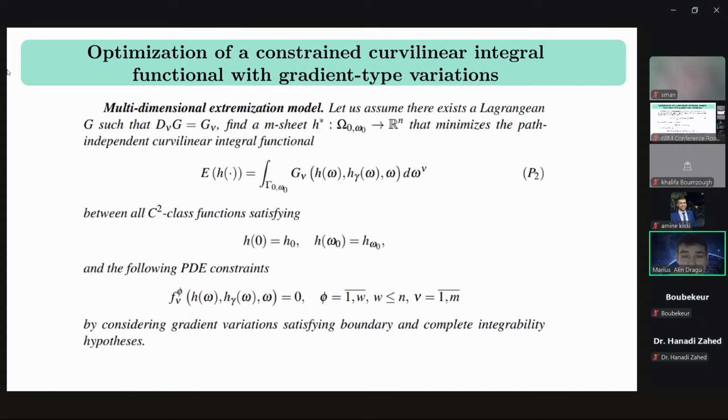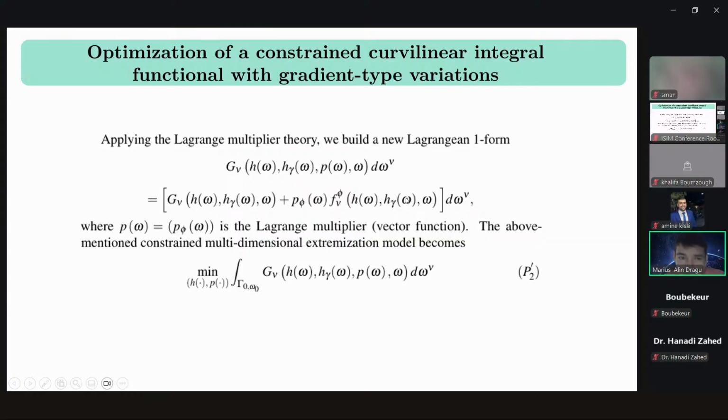Now, having all ingredients, we assume there exists a Lagrangian G such that the total derivative of G with respect to omega nu is G nu. We should find an M-sheet function H star that minimizes the path independent curvilinear integral functional I defined on gamma curve and containing G nu Lagrangian between all C2 class functions satisfying boundary conditions and partial differential equation constraints by considering gradient type variations, as I said at the beginning of this presentation.